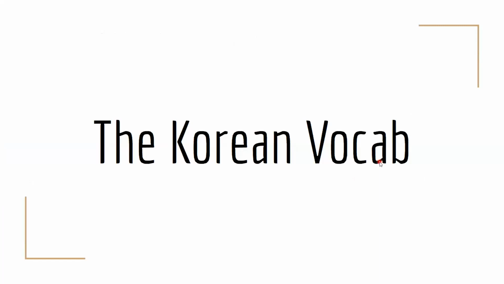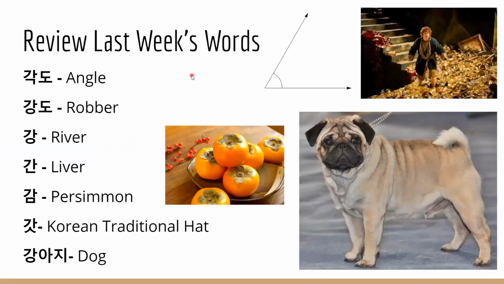We're going to go ahead and go into the vocab section. Let's first start off by reviewing the last week's words, just like we usually do. The first word we learned last week was 각도, and 각도 means angle, just like this picture on the right.